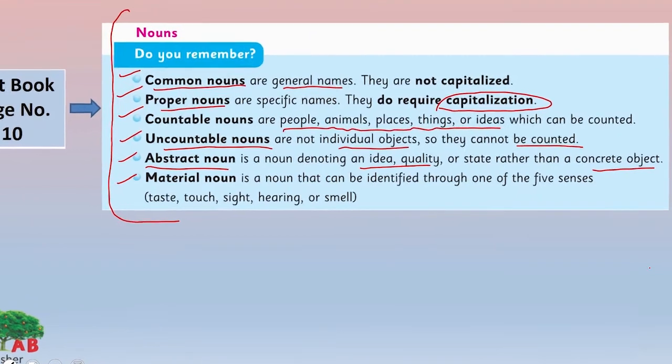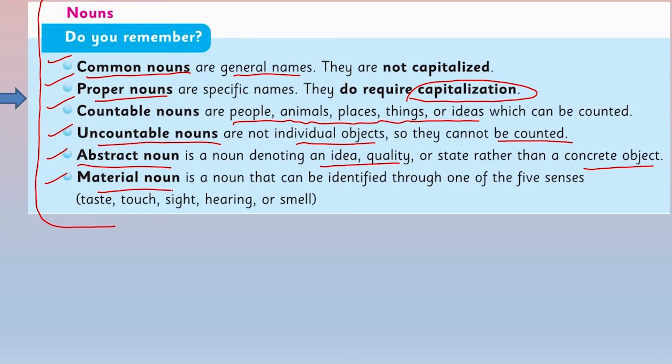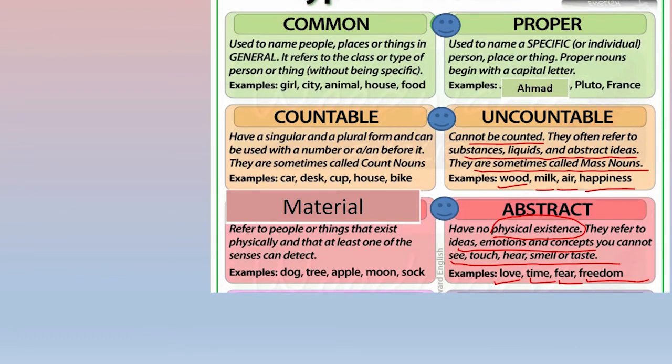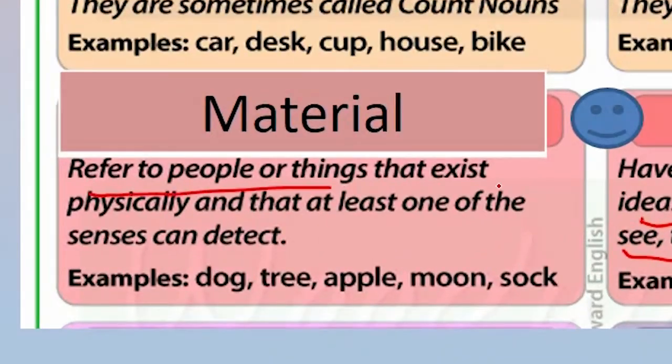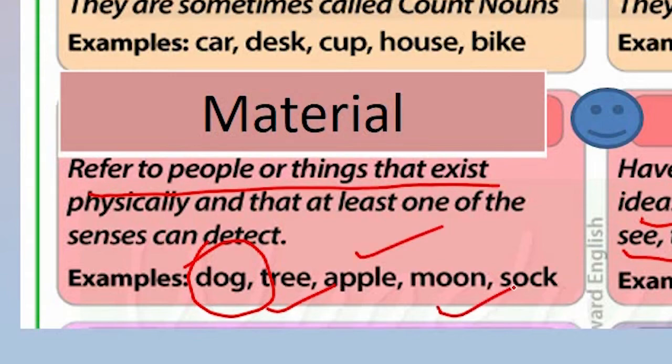Look at the last one. Material noun is a noun that can be identified through one of the 5 senses. 5 senses are taste, touch, sight, hearing or smell. Look at here. Material nouns refer to people or things that exist physically and that at least one of the senses can detect. Like dog, we can see it with our eyes. Tree, apple, moon, sock.